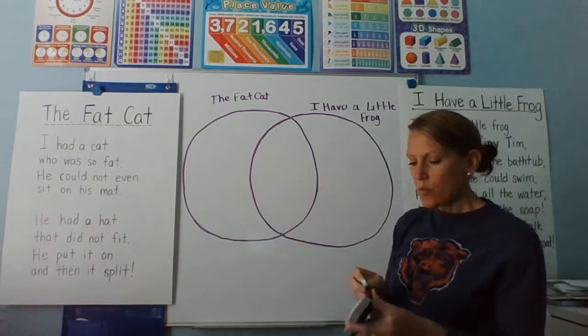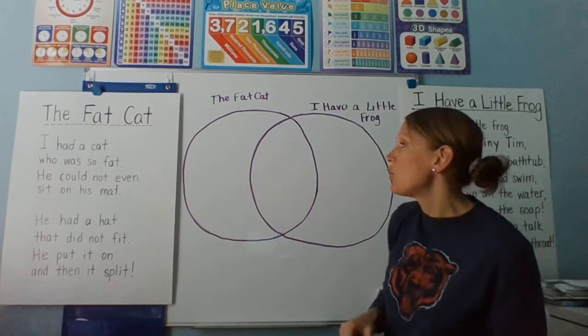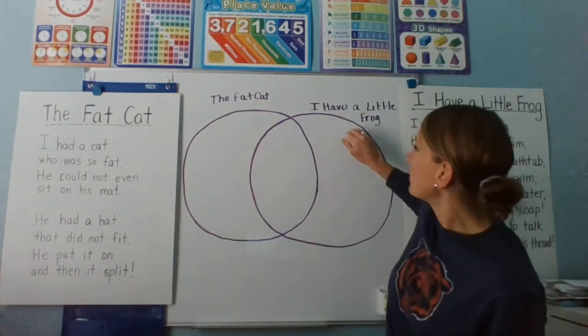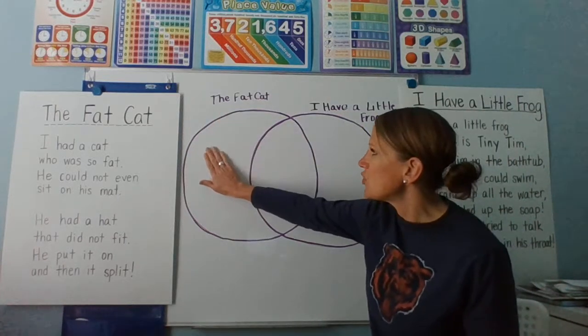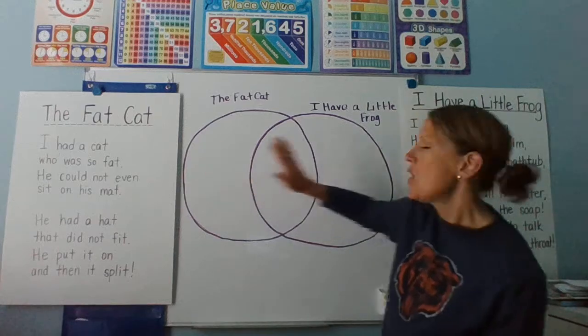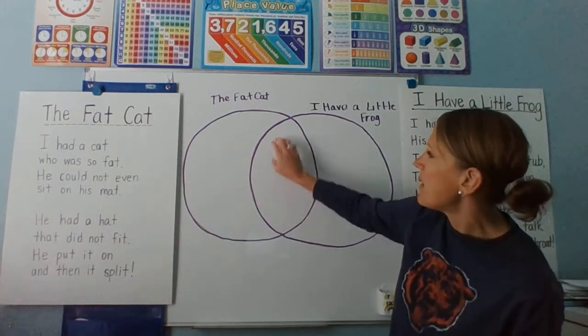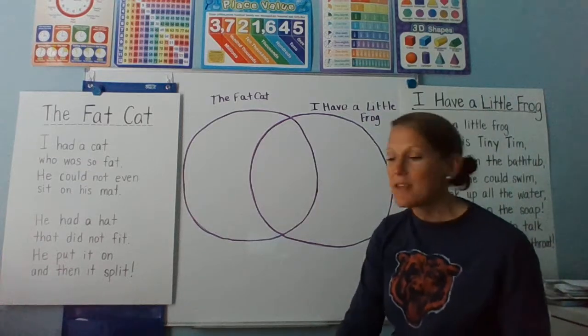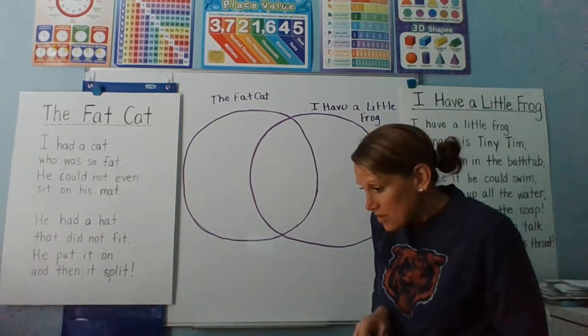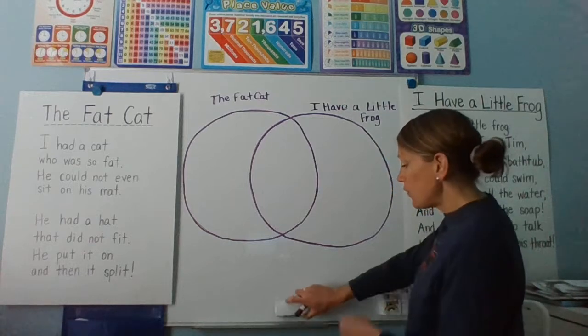Because when we use a Venn diagram, we just know that we label each circle, and then we know we put what's true just about the fat cat here, what's true about I Have a Little Frog here, and what's true about both of them is in the middle. Okay, so let's just start doing some sharing. Okay. What is one thing?